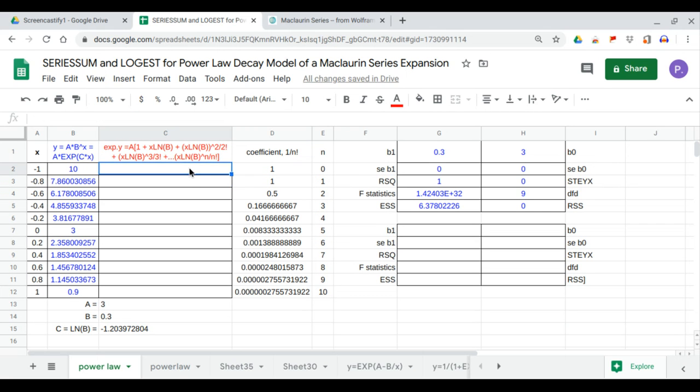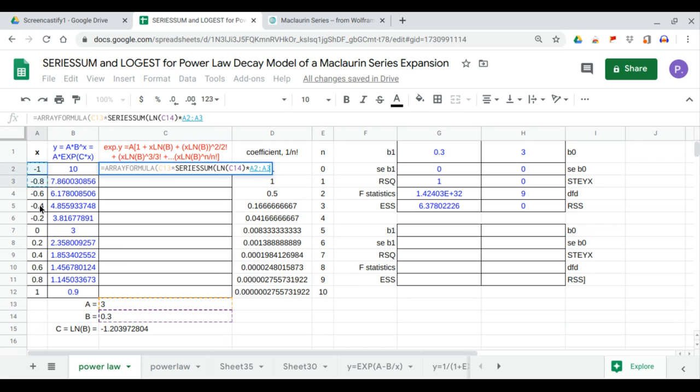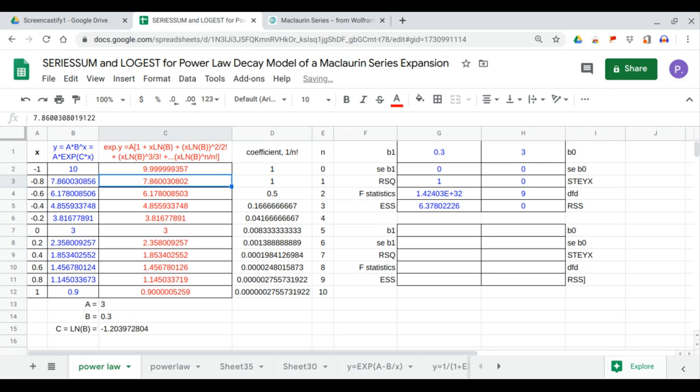Now we can use SERIESSUM to generate the dataset of the expansion, which is formula a times SERIESSUM of ln b times the x values, where the power starts from 0, incremented by 1, and our factorial coefficient will be this range. You will notice our dataset in the expansion is almost the same as the dataset of our power law equation.